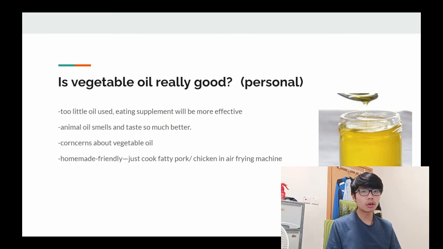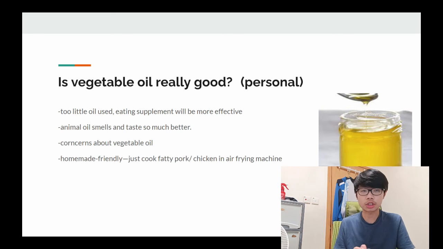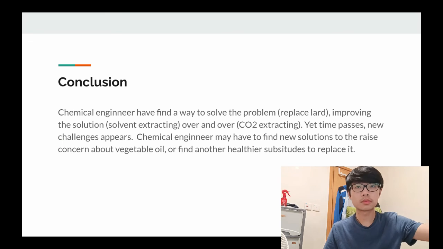Also, animal oils are homemade friendly. You can make any animal oil: you just buy the meat of that animal, put it in an air fryer machine or you just cook it yourself. The oil will be obtained and you can reuse it to cook other dishes such as vegetables.